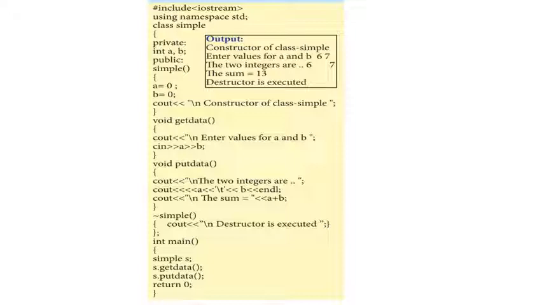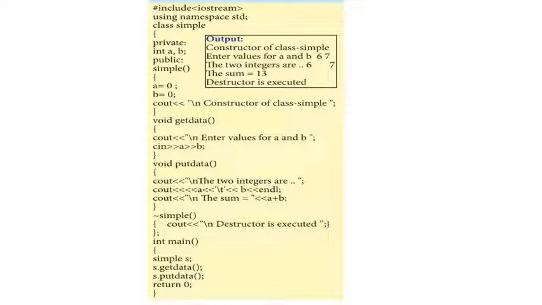In that, a value is assigned as 0 and b value is assigned as 0. Next, cout statement. So, constructor of class simple will be displayed in the output first. Next, in the main function, the object created for class simple is s. Next, s.getData() is given.